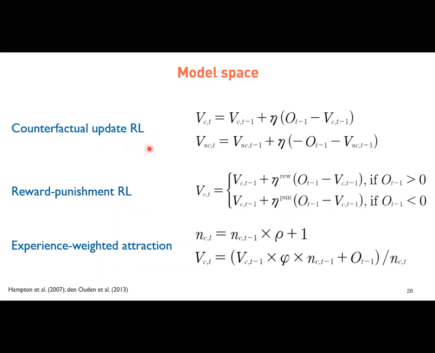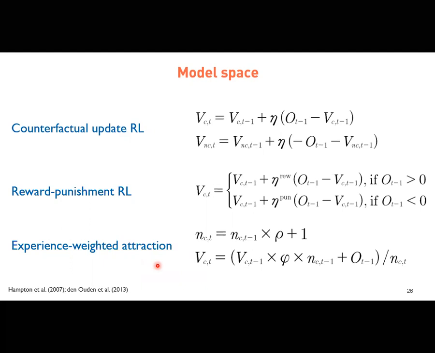This is called the counterfactual updates. I update the value not only for the chosen option, I also update the value for the unchosen option, with the assumption of a counterfactual value update, okay? And then there's a third one. We've never seen this in the lecture and I will skip it. The name is experience weighted attraction, called EWA.